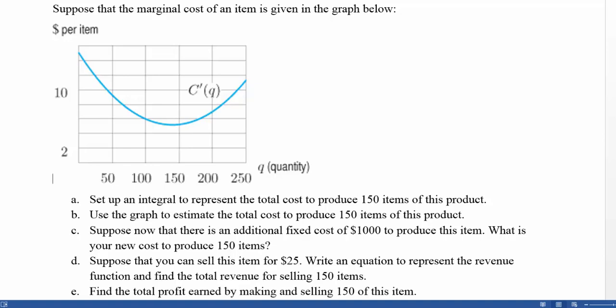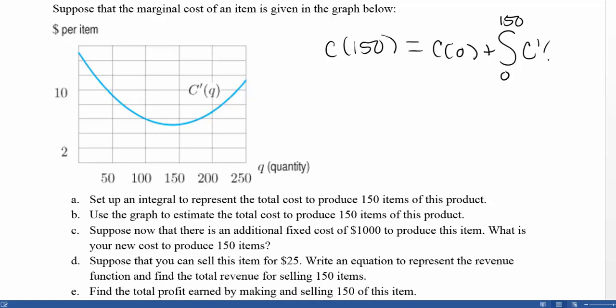So for part A, we want to set up an integral to represent the total cost to produce 150 items of this product. So that means we want an integral that's going to represent C of 150. So we know from before that the cost to produce any specific number of items here, which we're looking at 150, is going to be the fixed cost plus the variable cost. So that's going to be the integral from 0 to 150 of C prime of Q dQ.